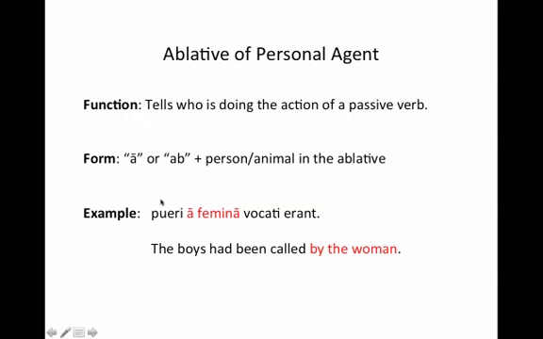So, for an example, we have pueri a femina vocati erant. The boys had been called by the woman. Note that pueri, the boys, are the subject, and vocati erant, the verb, goes with them. But they are being called. They're not doing the calling. Who's doing the calling? The woman, a femina. Your ablative of personal agent tells you who's doing the action of a passive verb.